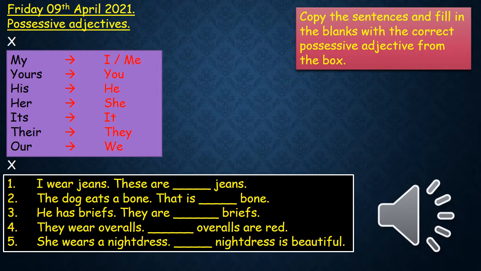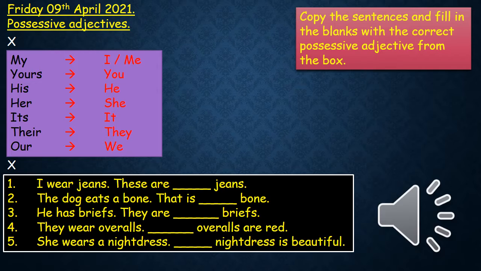Number 1, I wear jeans. These are blank jeans. So in the blank, you must choose one of the words from the possessive adjectives. Look for the clue in the first sentence. I wear jeans. Do you remember who is the friend with I? Correct. The answer will be, these are my jeans. Let's look at sentences number 2, 3, 4, and 5 that you will have to do alone.